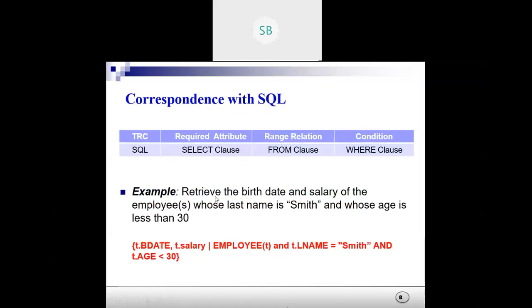So here what is the condition? Retrieve the birth date and salary of the employees whose last name is Smith and whose age is less than 30 years. So what are you finding? Birth date and the salary. So these are the attributes, right? And you have the range, that is employee, obviously employee. What is the condition now? Last name is Smith and whose salary is less than 30 years. So we're referring to this one. T is the variable, so we are referring to that one.